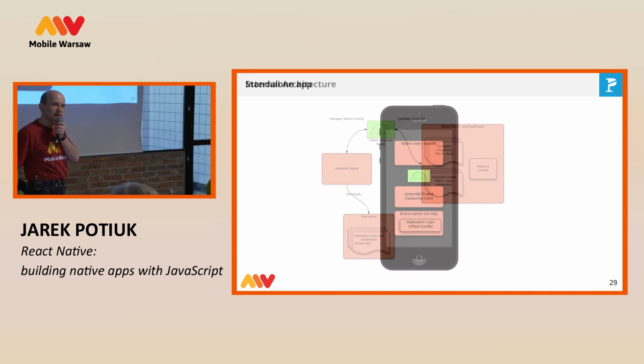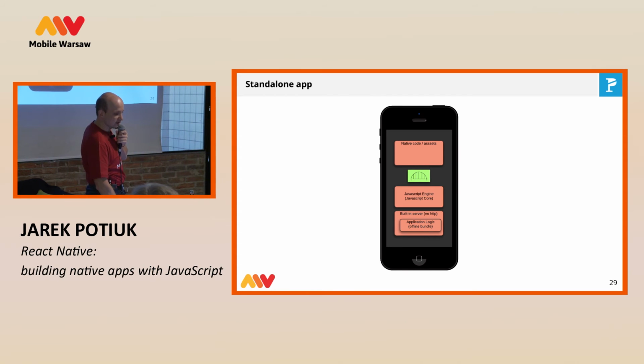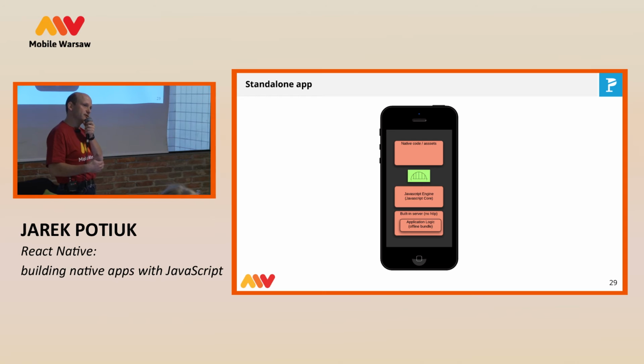So how it works when you have a standalone application is very easy. Everything is in the application. You have native code, you have the JavaScript bridge, you have the engine, JavaScript Core in this case on iOS and Android, and then you have a built-in server which serves you the bundle of JavaScript code that you prepared before. Yeah? It's all embedded in the application.